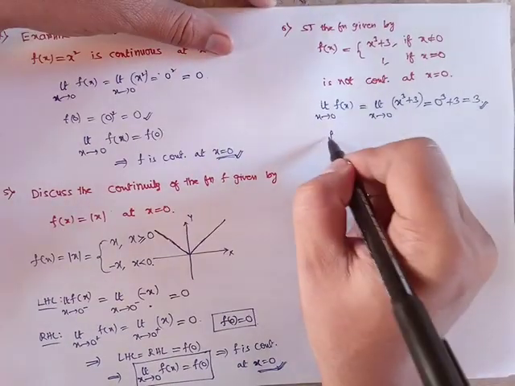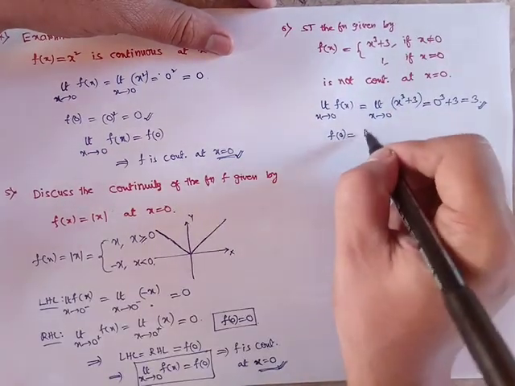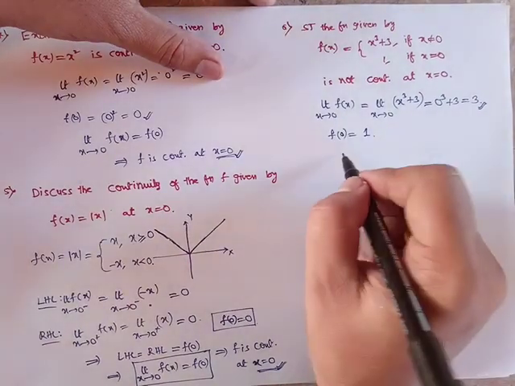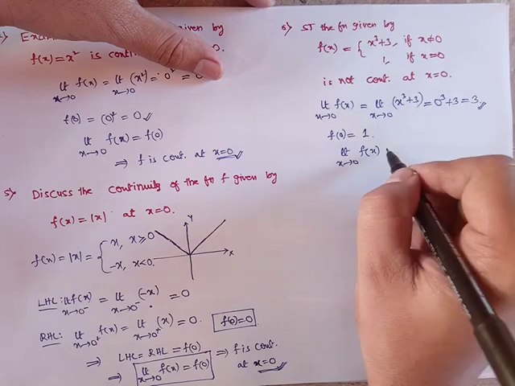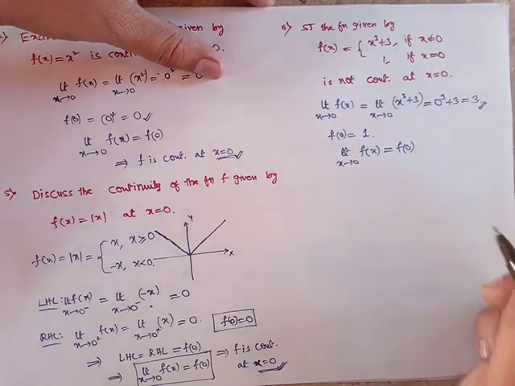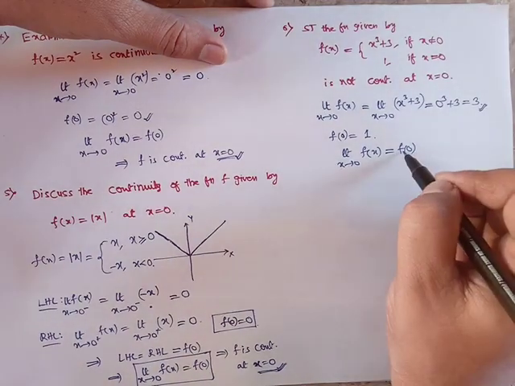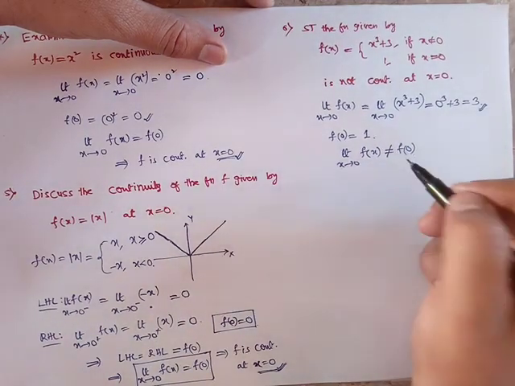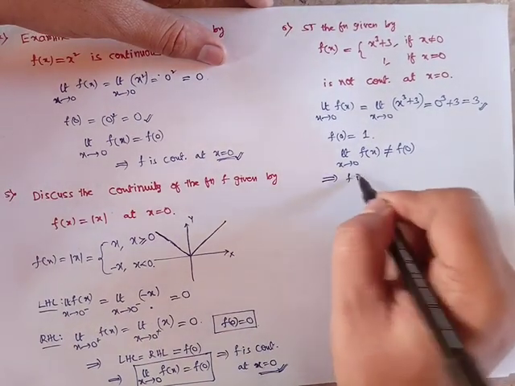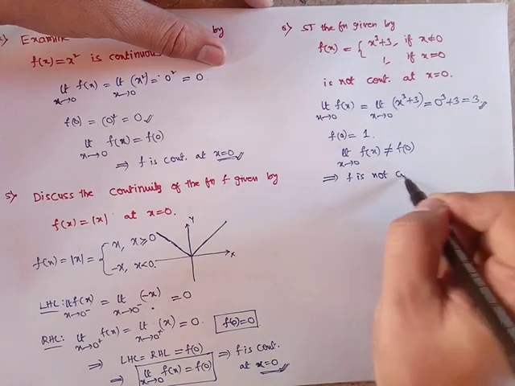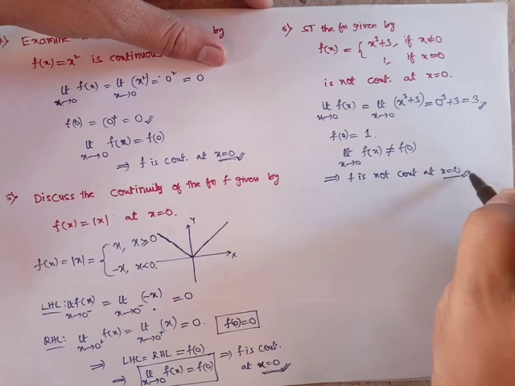And what is f of 0? f of 0 is equal to 1. Now we will see whether limit x tends to 0, f of x is equal to f of 0. Limit x tends to 0, f of x is 3, and f of 0 is equal to 1. So both are not equal, this implies f is not continuous at x equals 0.